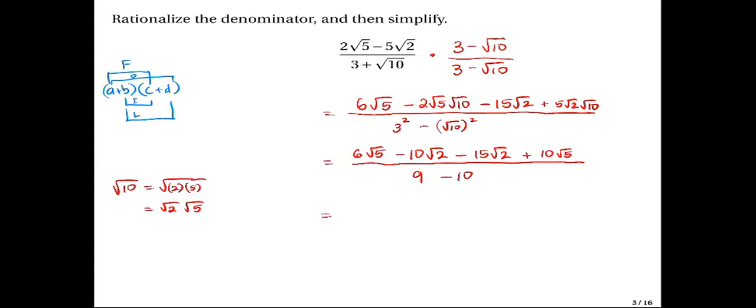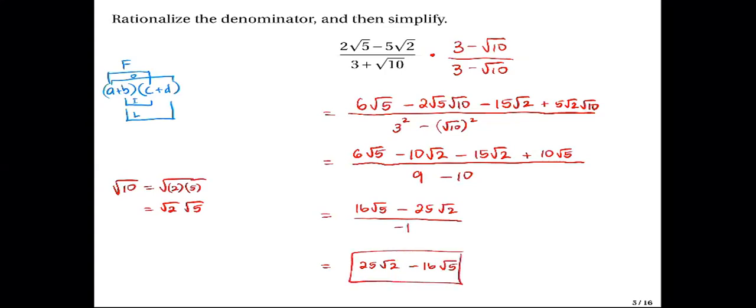And then if we simplify the numerator, what do we get? We'll just have 16 square root of 5 minus 25 square root of 2 divided by negative 1. Or we can write this as 25 square root of 2 minus 16 square root of 5. So this is the final expression.